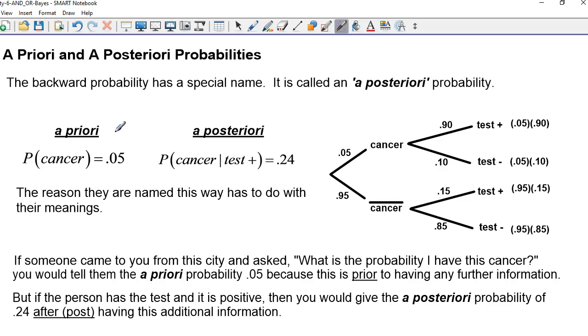If someone came to you from this city and they asked, what's the probability that I have this cancer? Then if you haven't run any tests, you would tell them 5%, the a priori probability, because this is the probability prior to having any further information. But if the person has the test and the test is positive, then you would give them the a posteriori probability, because if you test positive for the cancer, then there's a 24% chance that you have the cancer after having this additional information. So that's referred to as the a posteriori probability.